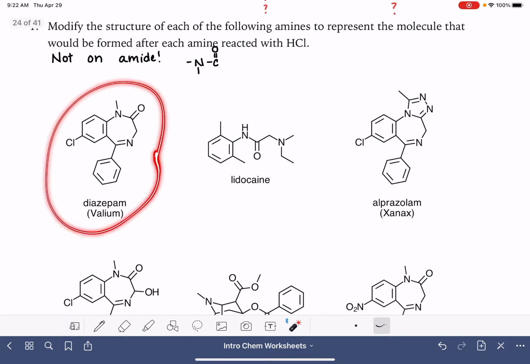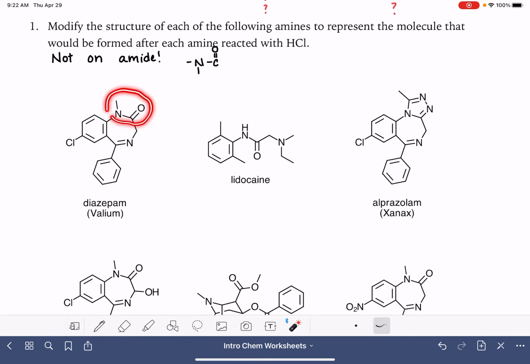So here's our first molecule. There are 2 nitrogens. This first one is an amide because it's directly adjacent to a carbon-oxygen double bond. So this is the only actual amine part of the molecule, and what we're going to do is just modify it. We're going to give it a hydrogen atom, give it a positive charge, and then draw that chloride ion just somewhere nearby, just like that.